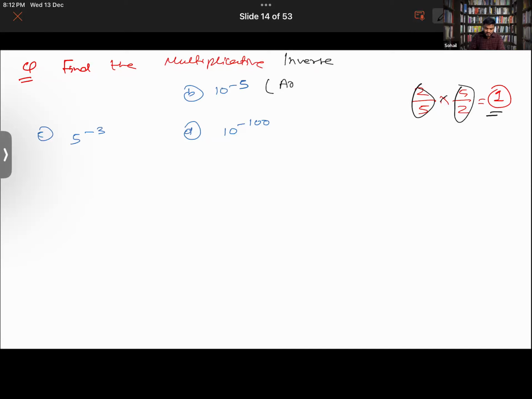Yes, Arham, you solve this one. Second, Moaz, you solve this one. And the last one, Arhan. So, 1 upon 10 raised to the power 100. You're solving question number D, right? Yes, sir. So what value are you getting? The resultant value should be what?